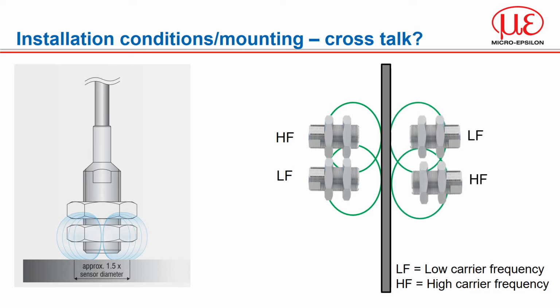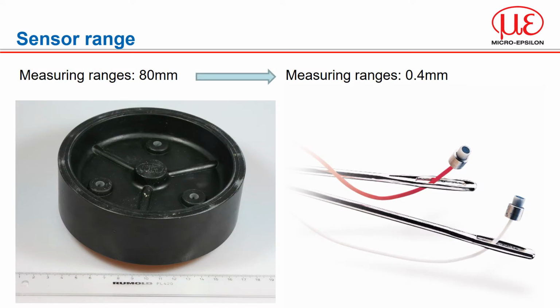Please check with us which models are able to use separate frequencies and which need synchronization. With our range of eddy current sensors, we offer measurements from 80 mm down to 0.4 mm. It should be noted that the bigger the measurement range, the larger the sensor will become.